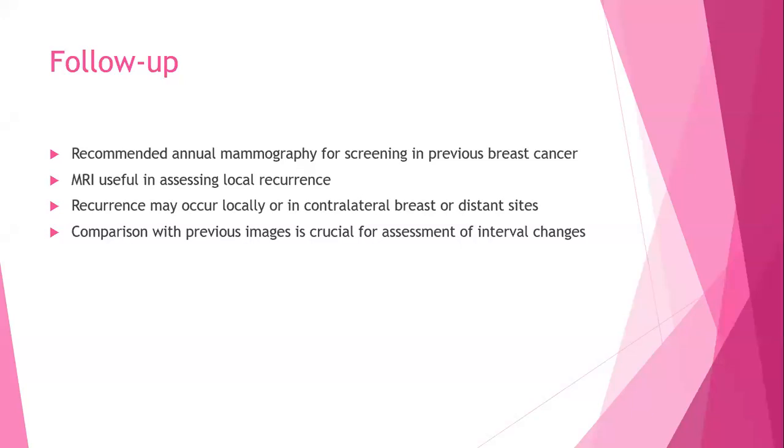So it's important to note that recurrence may occur locally, in the contralateral breast, or at distant sites, which is why, even for patients on follow-up, other than the mammogram, we routinely have a CT of the chest and abdomen, or an MRI of the abdomen and pelvis, done to ensure that there's stability of this breast cancer.